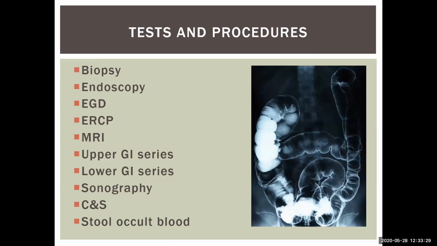Some tests that we do or see, biopsy would be taking a piece of the tissue and sending it for a pathological exam. Endoscopy is looking inside some type of body cavity with a flexible scope that can diagnose and treat certain conditions. So we could do a biopsy, take a piece of tissue, and we could do irrigation and suction. And then certain types of scopes.